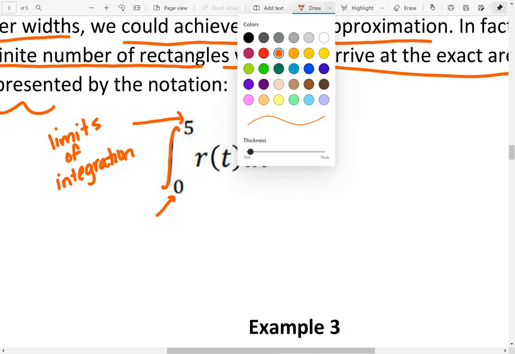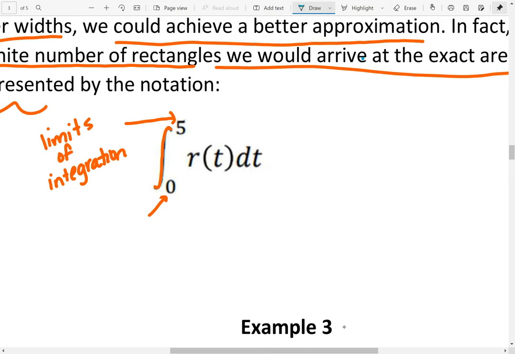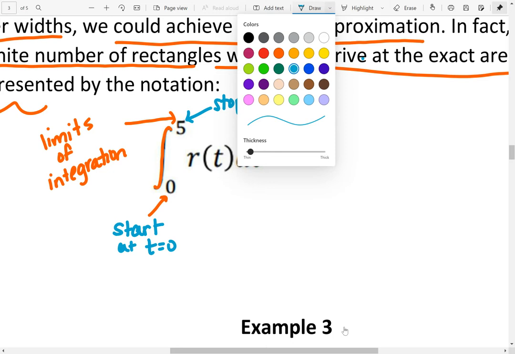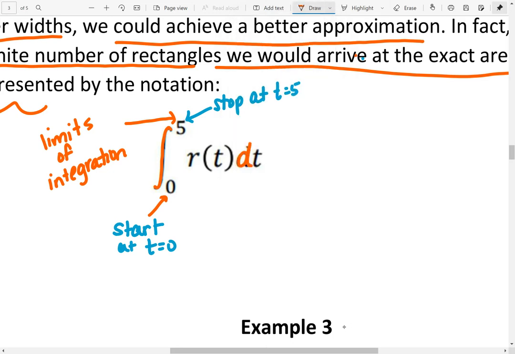The bottom number is where you start, your t value, because we're with respect to t. So start at t equals 0. And this means to stop at t equals 5. The dt part means with respect to t, so we're going to take an integral with respect to t. And r of t is the name of the function.